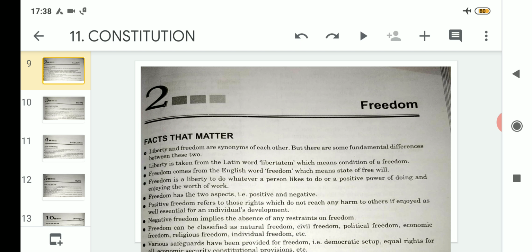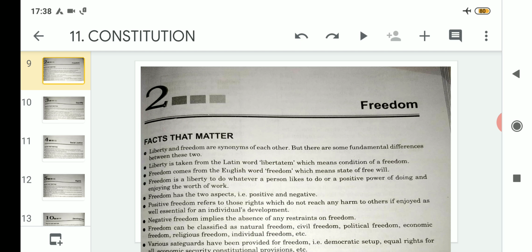If we say freedom, it means liberty and freedom. Liberty and freedom are synonyms of each other, but there are some fundamental differences between these two. We have already discussed earlier how to understand both of these terms. They are actually synonyms of each other, but liberty and freedom have different meanings.